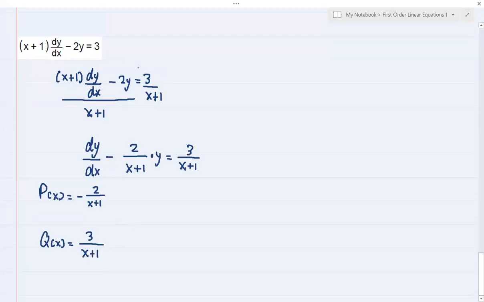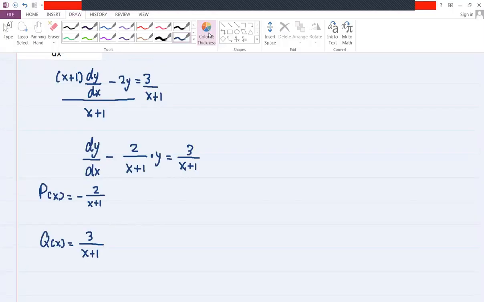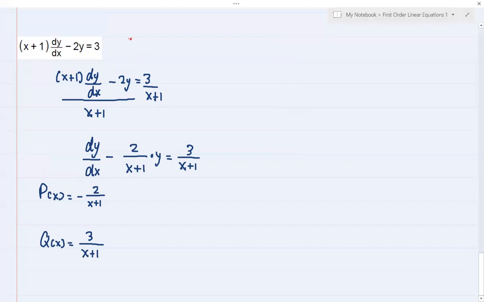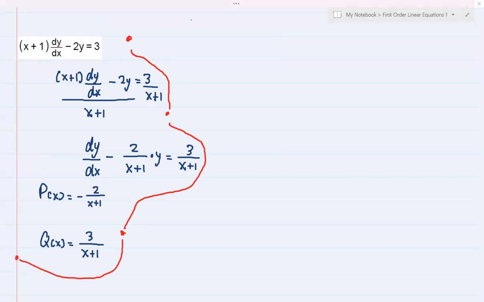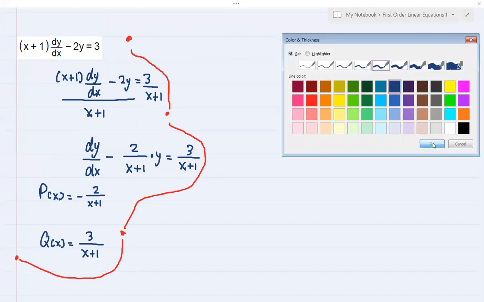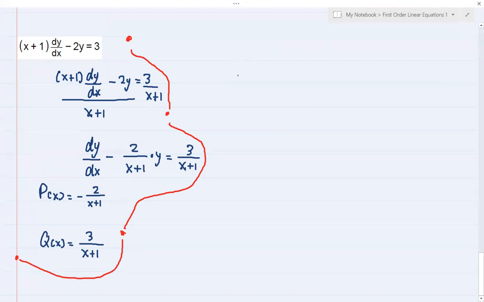That's it. Okay. Now, what we're going to do now is to proceed to the second step. So I'm going to draw a border here. Now let's proceed. Let's find your u. Your u is equal to e raised to the integral of p of x. Okay. So what is your p of x? Your p of x is negative 2 all over x plus 1.